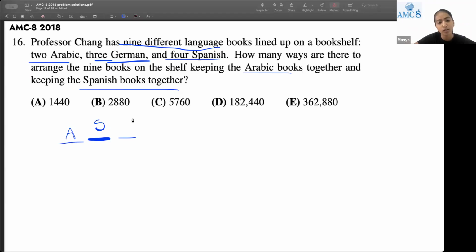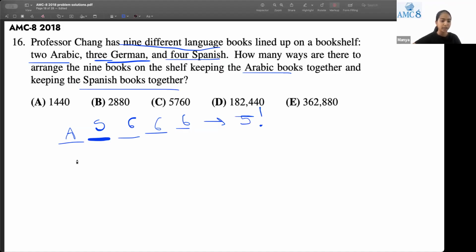And then there are going to be 3 German, which can be arranged in any way. So German, German, German. Assuming that Arabic is 1 unit and Spanish is 1 unit, and the 3 Germans can be arranged in any way possible, then there are 5 different things to arrange in total. So we can do 5 factorial. We can solve this later, but we'll just leave it as this for now.